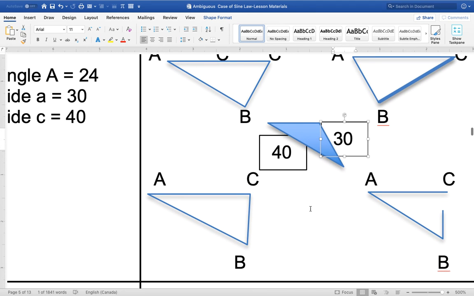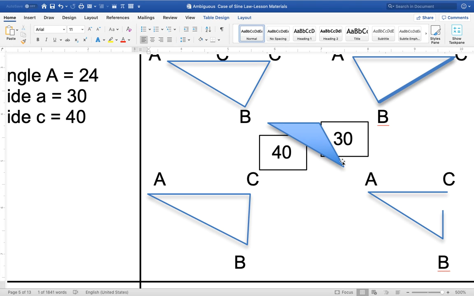So I'm looking at this right here. This side is still 30. This side is still 40. This angle is still 24 degrees. But B is at the bottom, so I still need to figure out angle B, and I need to figure out angle C. Oh, by the way, that distance is 11.3. We figured that out to be 11.3.